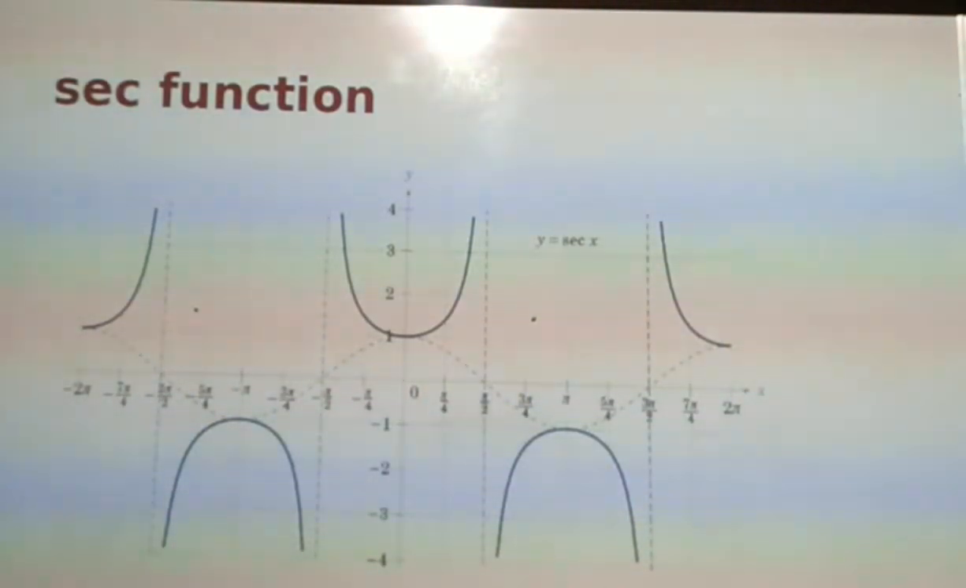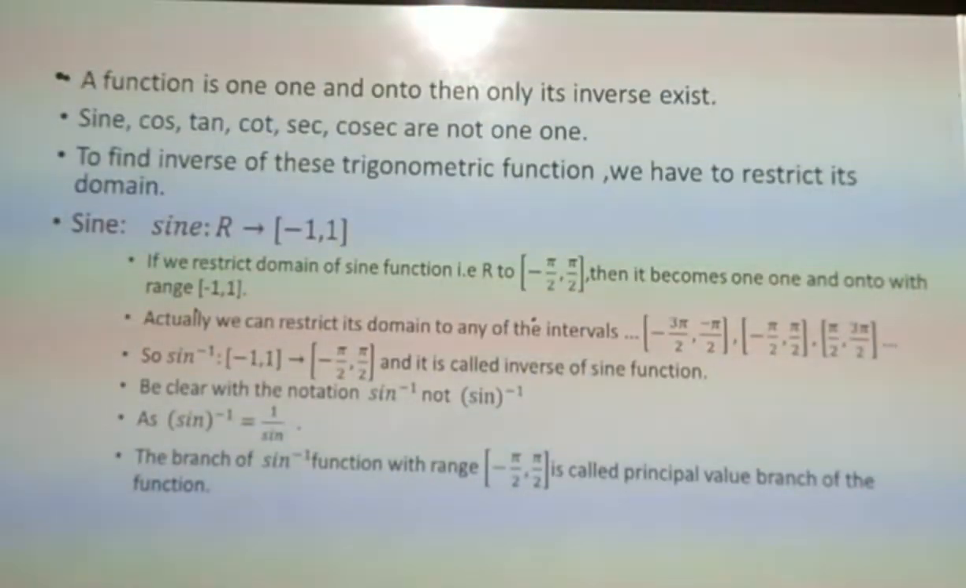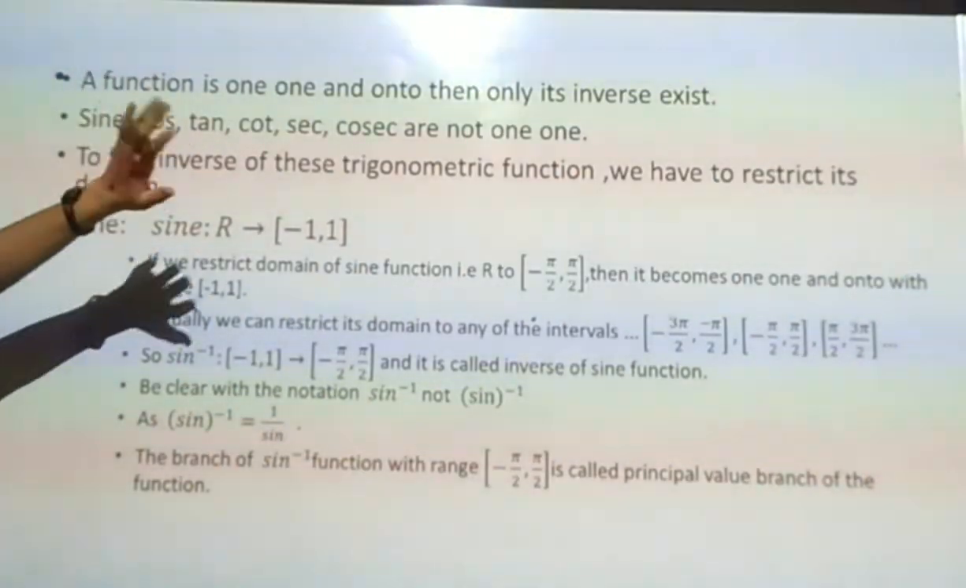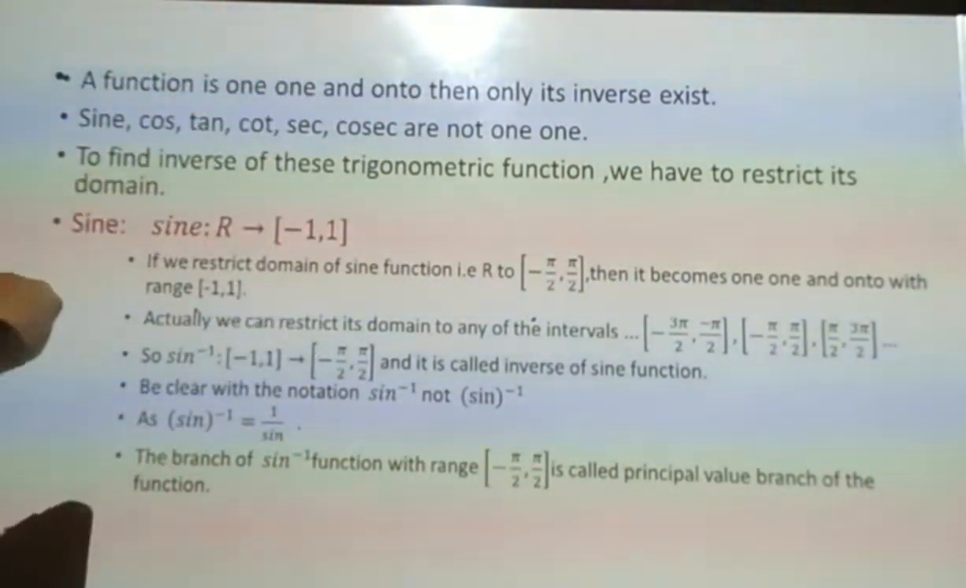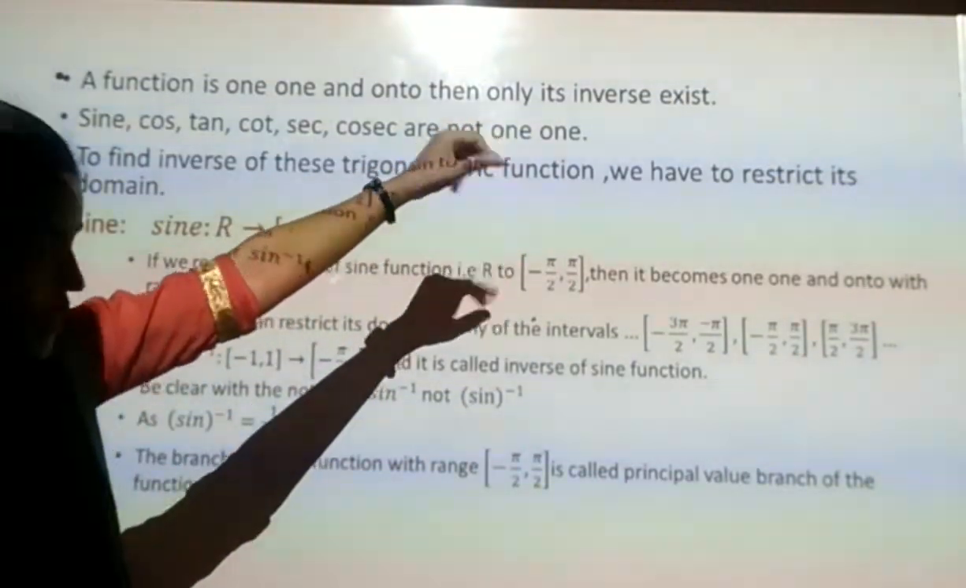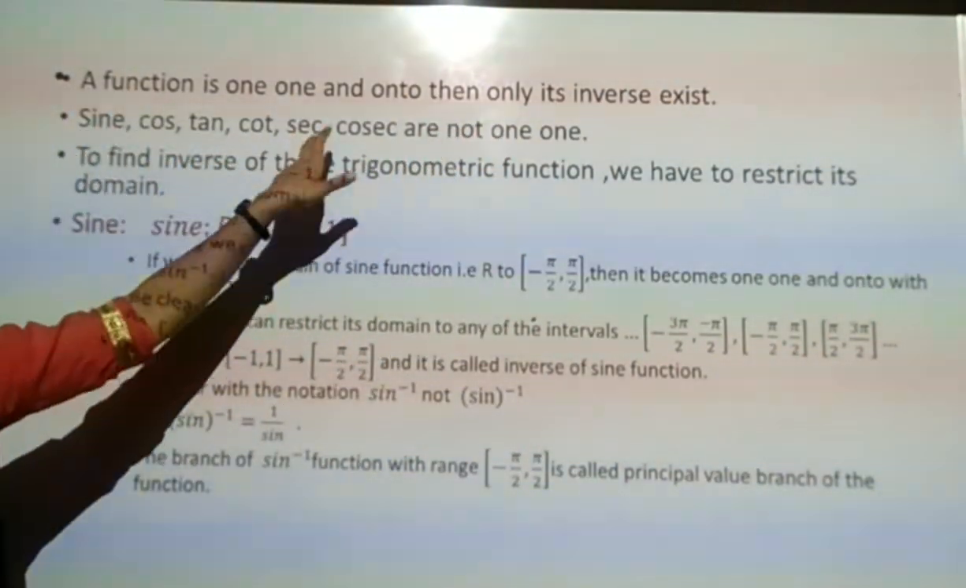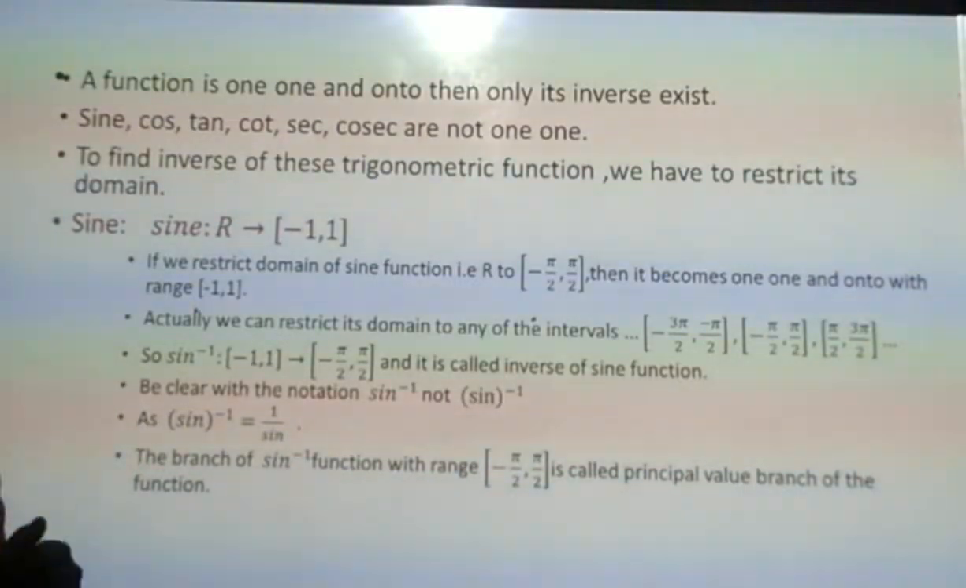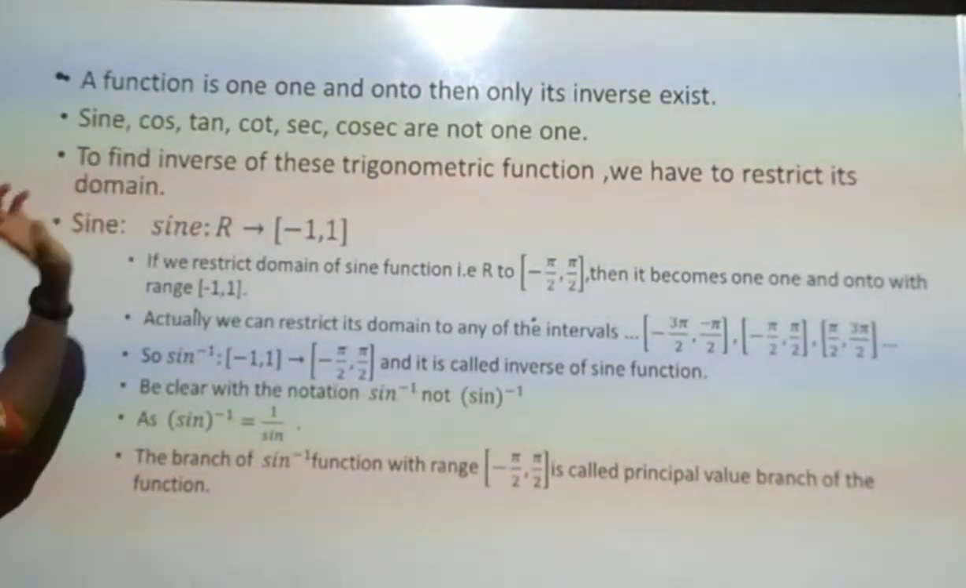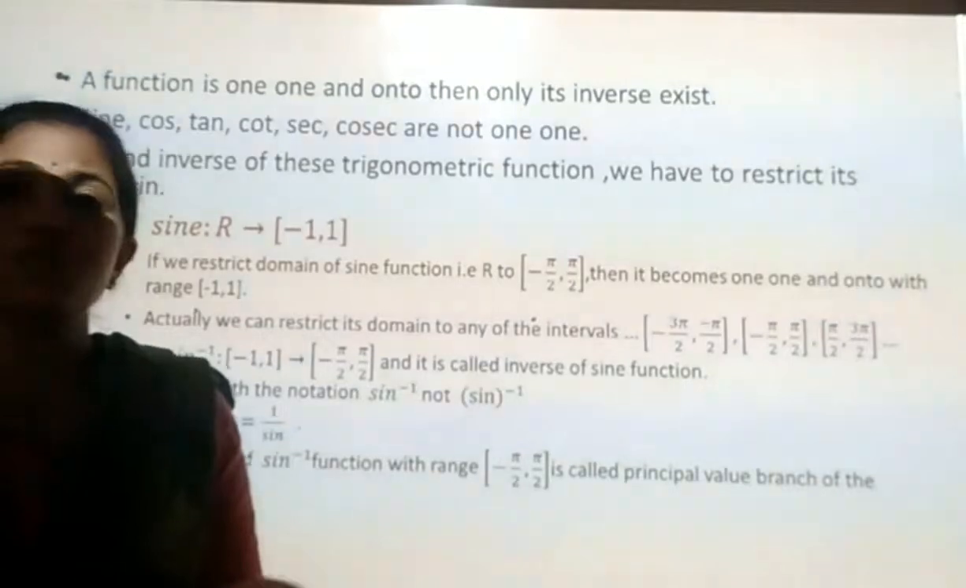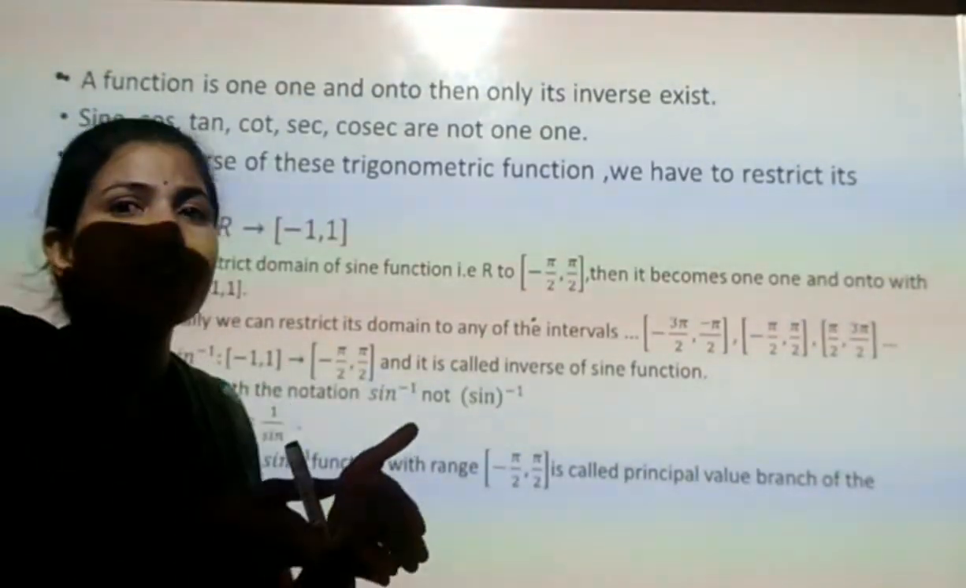And as the function is not 1-1, we cannot find the inverse of the function directly. So what can we do to find the inverse of the function? You can remember this: if a function is 1-1 and onto, then only its inverse exists. These functions are not 1-1, as you have seen from the graph. So for finding the inverse of these functions, we will restrict the domain.